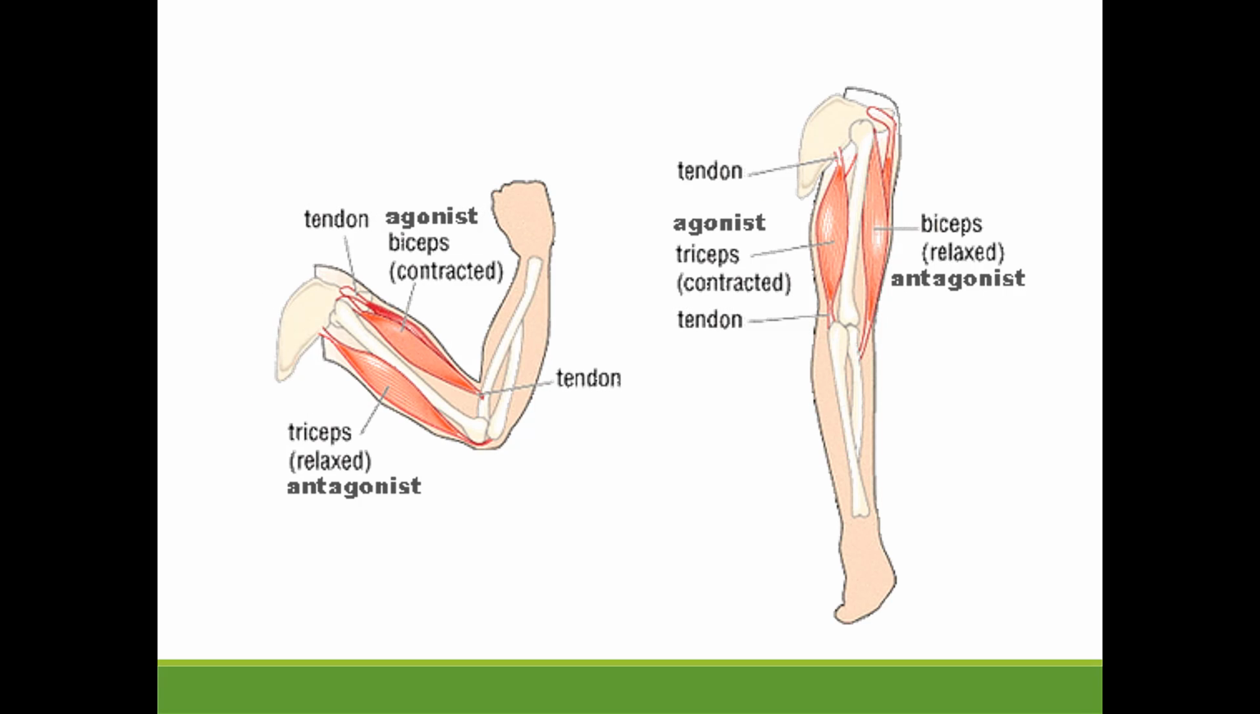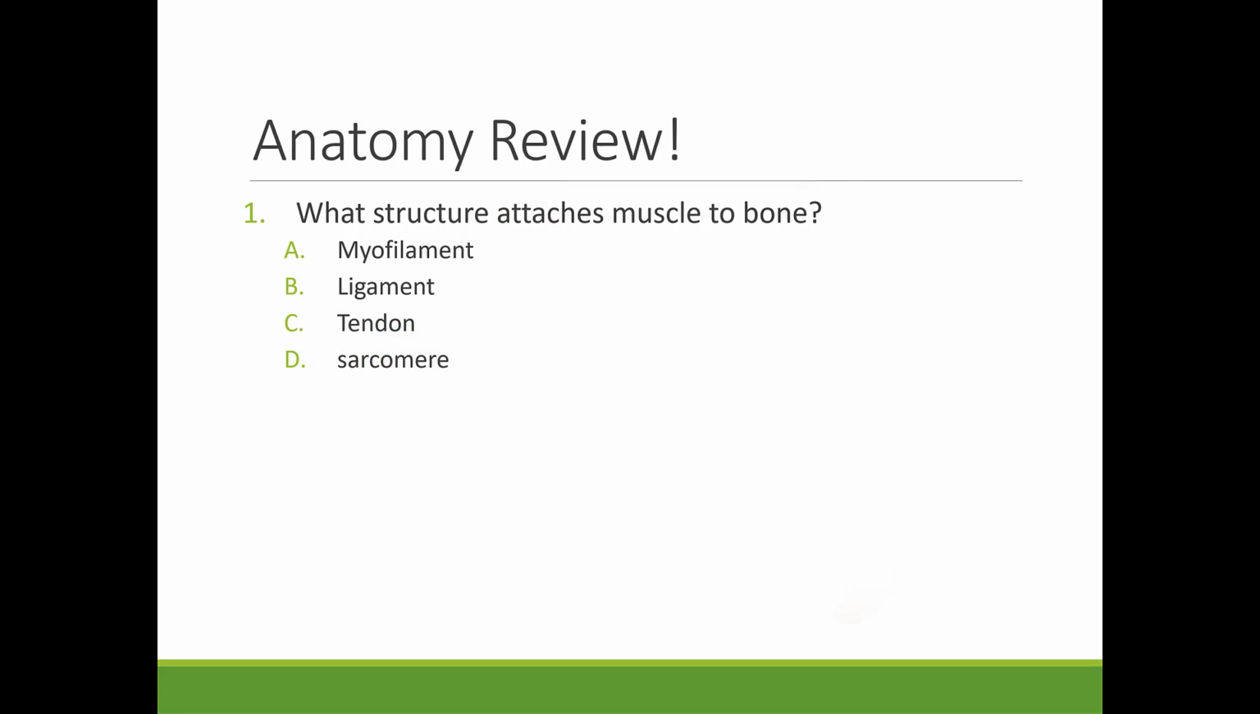So if we look at this figure, right, what you can see right now is that during a bicep curl, our agonist is going to be our biceps, right? Because that's the muscle or muscles that are being contracted. The triceps are relaxing, right? So that's our antagonist. And most likely when we're thinking about our synergist, that's going to be some sort of deltoid muscle.